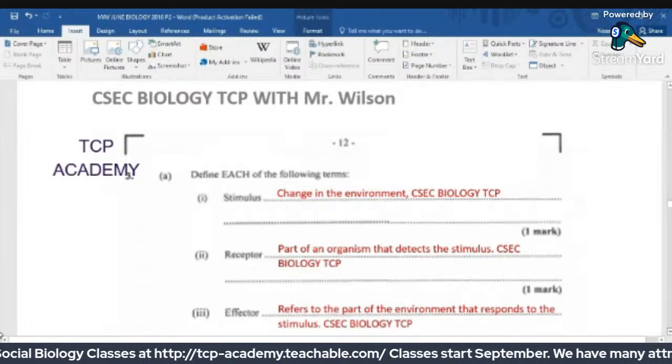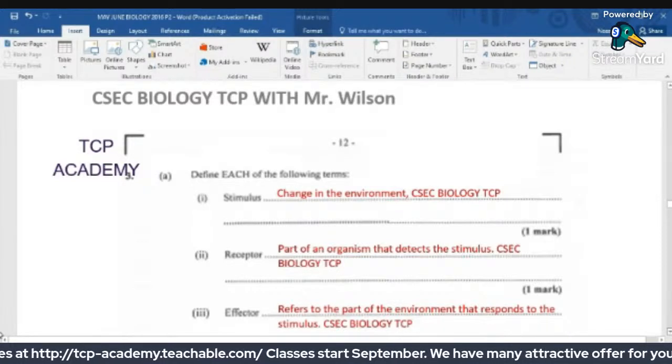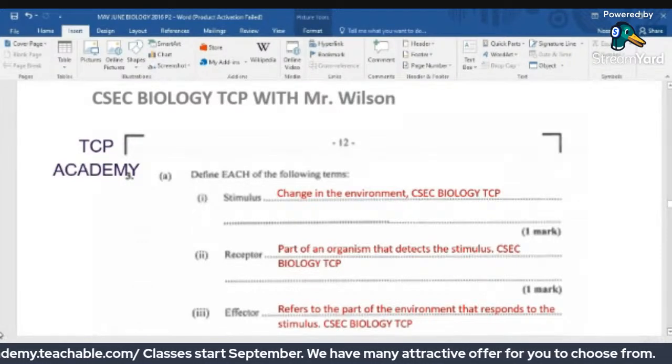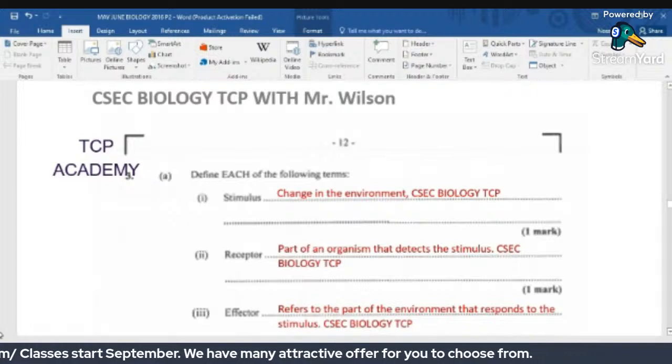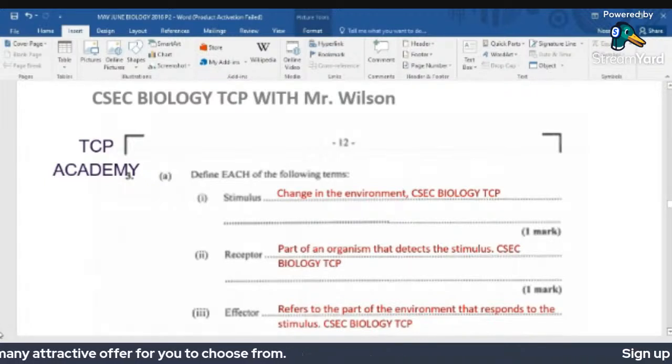Now we're looking at question 3, which looks at the irritability system, one would say. So define each of the following terms.